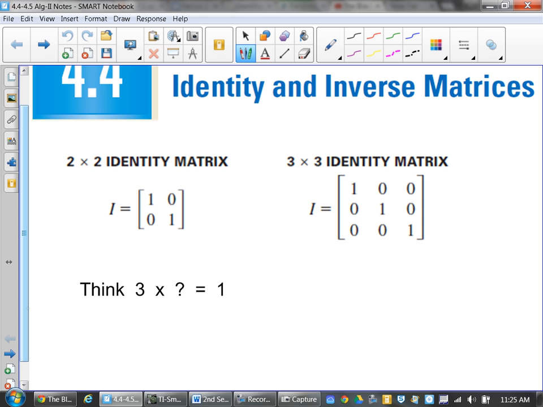I want to talk today about identities and inverse matrices.